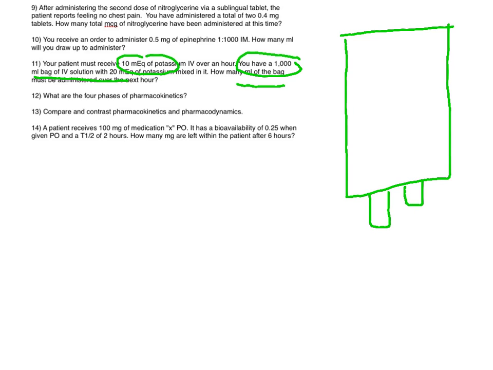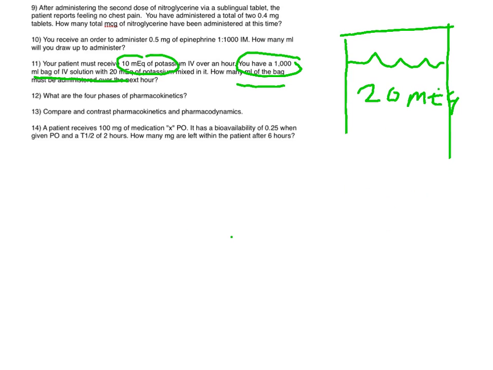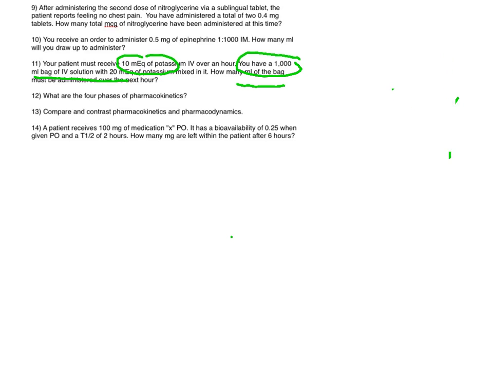So what this is saying is, here's my IV bag, and I have 1,000 milliliters in that IV bag, and dissolved in this I have 20 milliequivalents of potassium. Okay, so dissolved in this 1,000 milliliters, I have 20 milliequivalents. And I need to figure out how many milliliters will equal 10 milliequivalents, because that's what I need to administer to the patient. There are several ways of going about this, so let's go about it in a way that'll give us some sort of conversion factor.